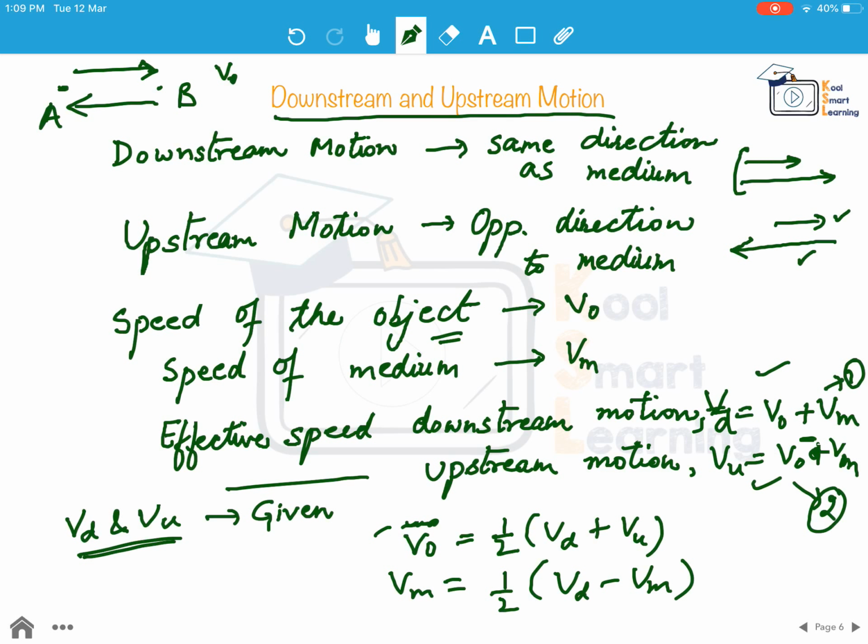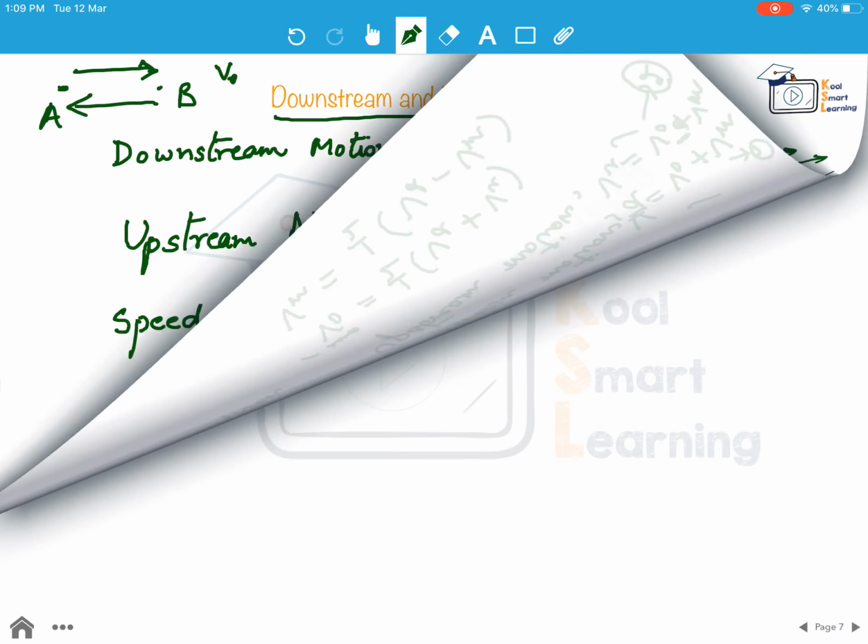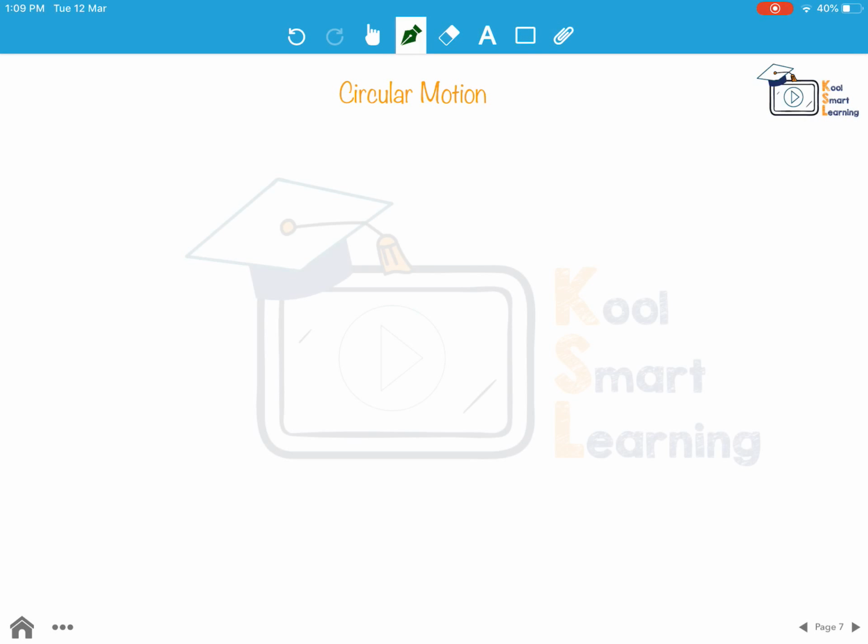Similarly, if a boat is going in the stream, how the motion of the stream impacts the motion of the boat and how much time it will take can be calculated using this concept of upstream and downstream motion. Now let's first of all understand what is circular motion. All of these things we'll understand with the help of examples in a separate session: circular motion, downstream, upstream motion, the train crossing, and these.